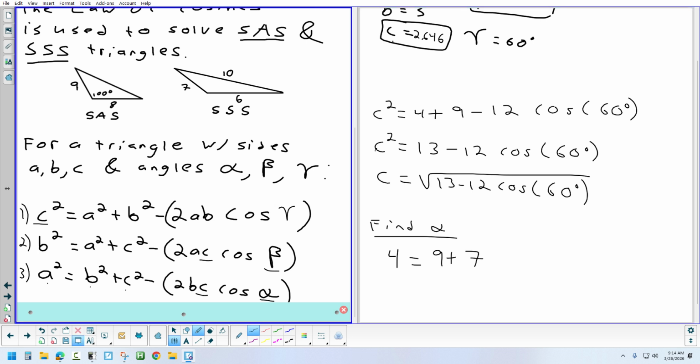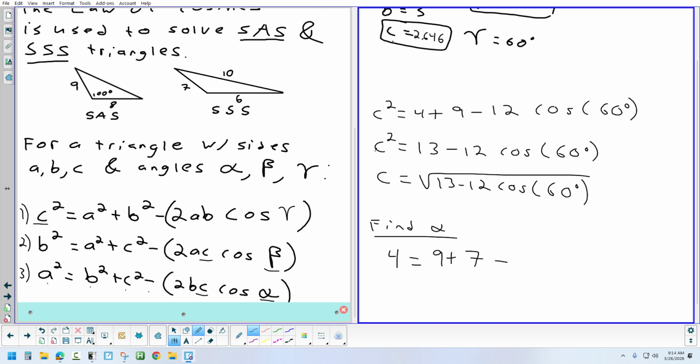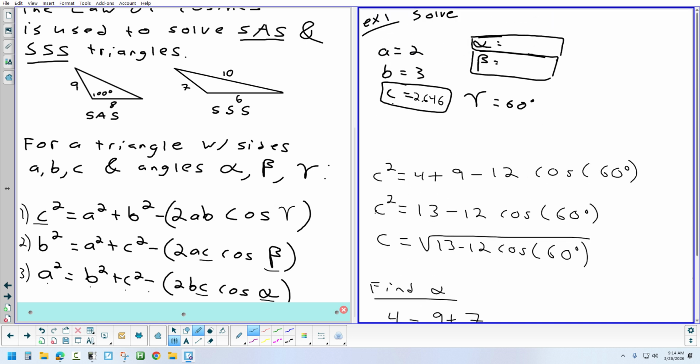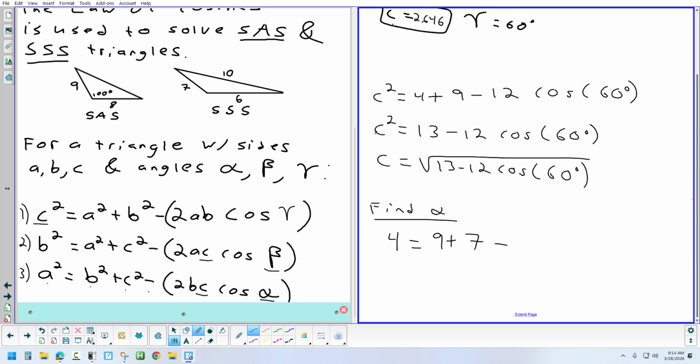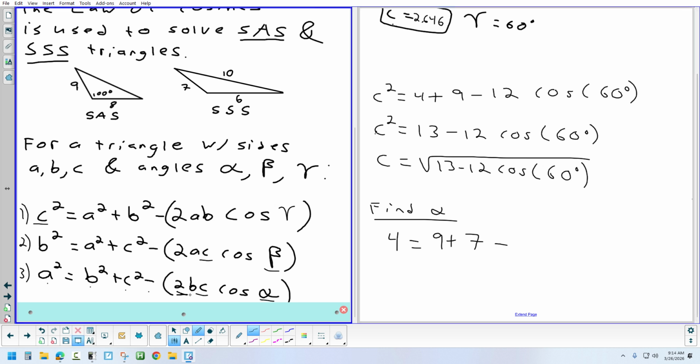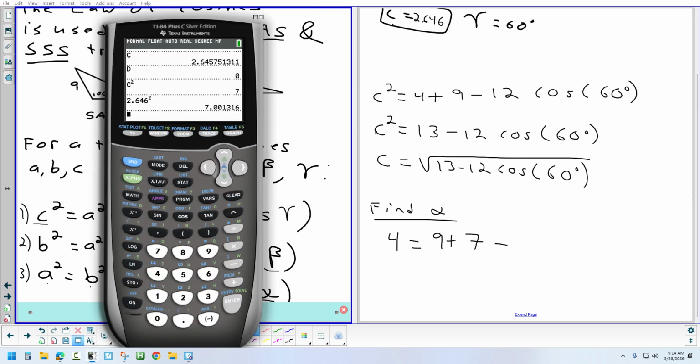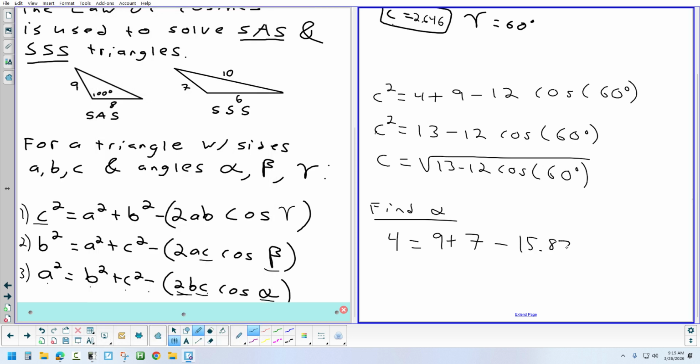So a squared, b squared, c squared minus 2 times b times c. Well, what's 2 times b? 6. And now I need to do 6 times c. So I'm going to do that on the calculator. 6 times c. And that gives me 15.875. Okay, so that's 2bc. And the last thing I need is cosine alpha, but I don't know alpha. That's what I'm trying to find.